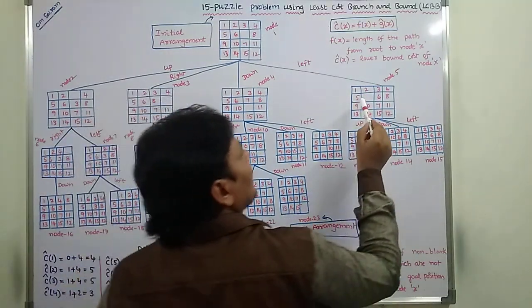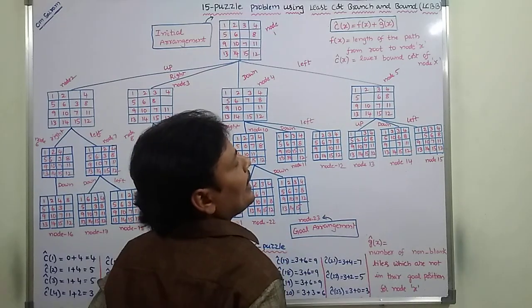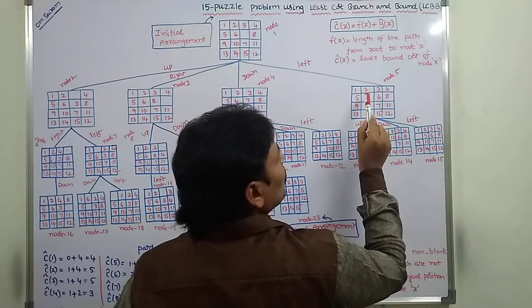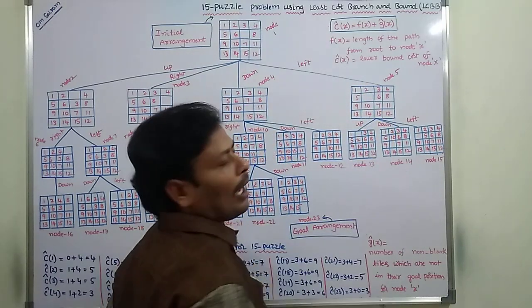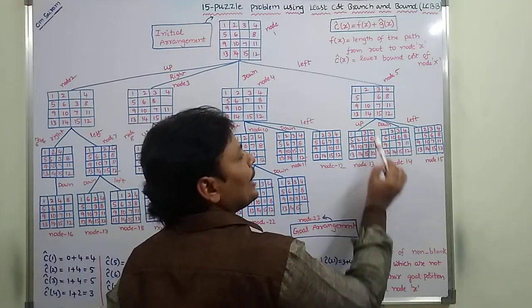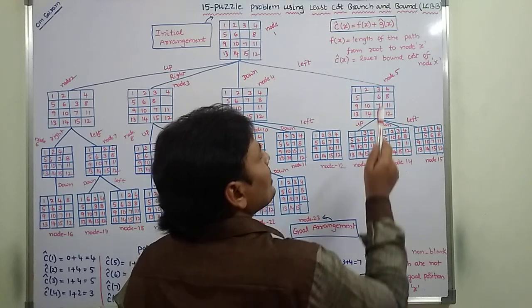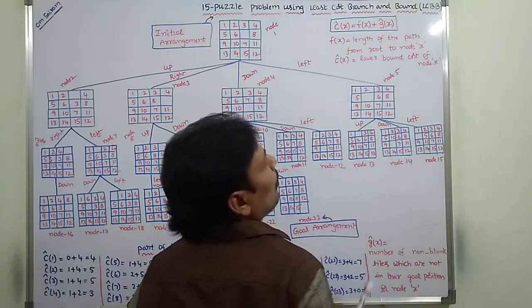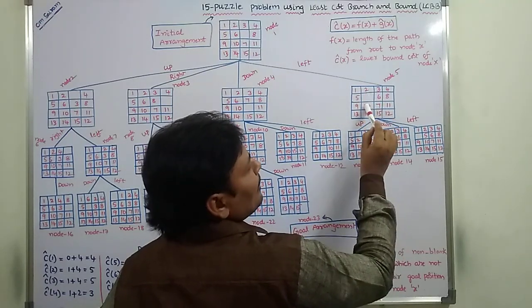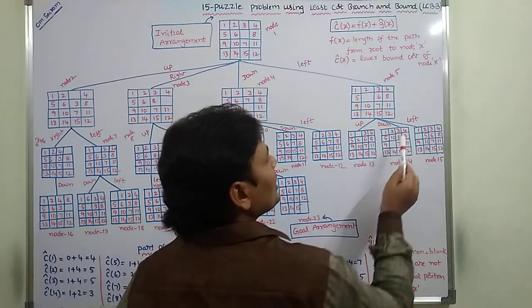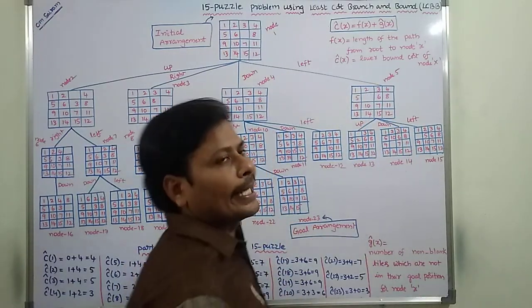Okay, suppose the empty tile is moved to left direction. So tile 2 can be moved to down and empty tile can be moved to up. So this is node 13 we are getting. Okay, next, empty tile can be moved to down. 10th tile can be moved to this place and empty tile can be moved to this place. So this is node 14 we are getting.